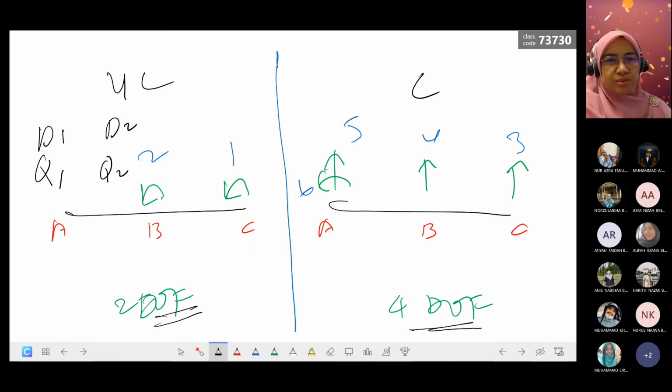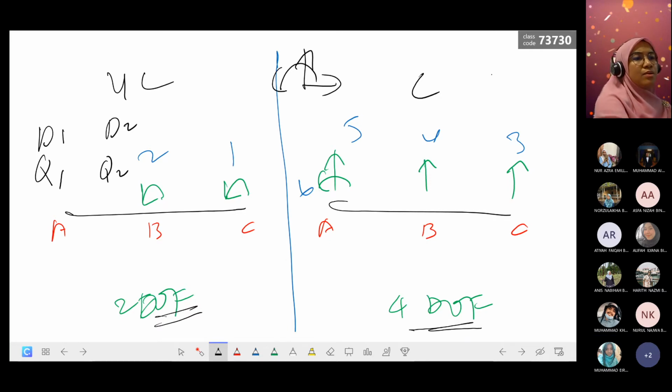D1, D2. Unknown what? Unknown? Unconstrained displacement. Unknown displacement. Betul? Lagi spesifik? Kita ada Length. Kita ada X, Y, Z.